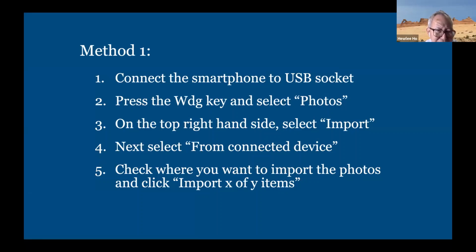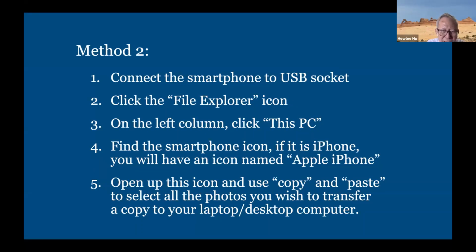So the second method, the process is about the same, but the way to find your pictures is slightly different. So you still connect the smartphone to a USB socket, but this time you click the icon File Explorer. File Explorer is actually the directory of your desktop or laptop. Then on the left-hand column, you find the word This PC. You click on it. Once you click on This PC, they will show you all the disks that is connected to your desktop or laptop.